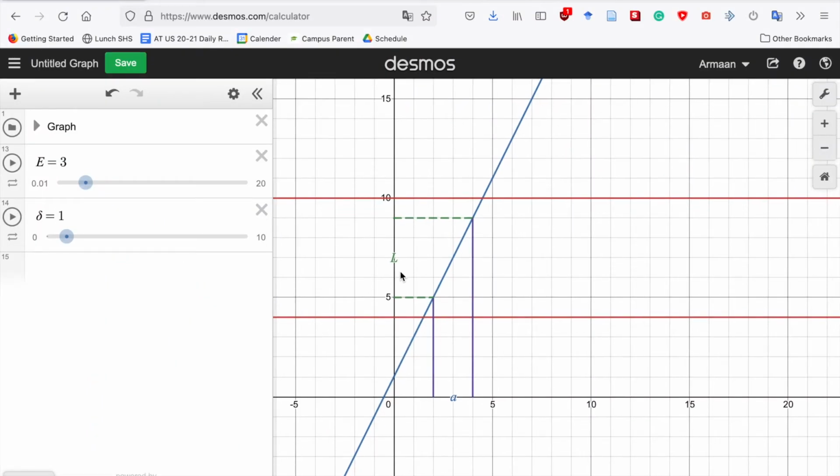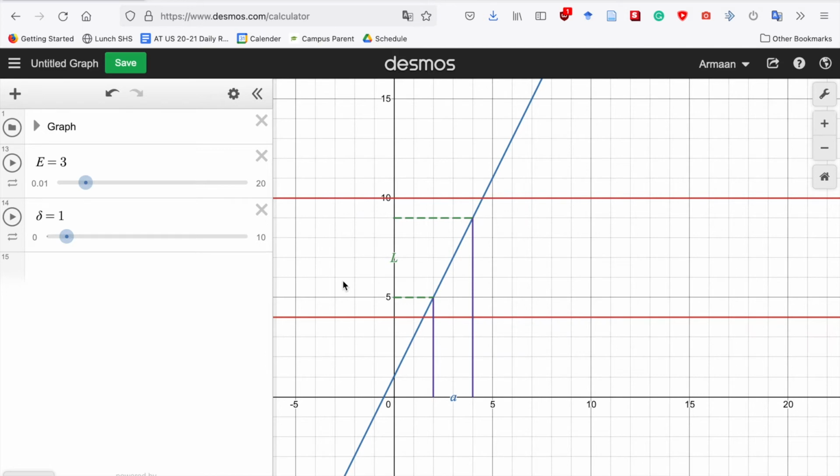So one thing to note is that this delta value will usually change according to what epsilon value we have. It'll usually be in terms of this epsilon, because as we shrink or change our epsilon window, we would want to change the delta window accordingly, so that the corresponding f of x values always remain within the epsilon window.